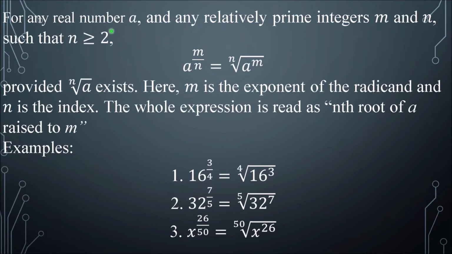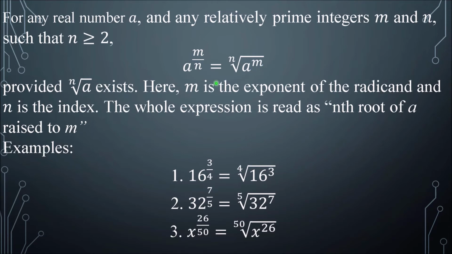Next, for any real number a and any relatively prime integers m and n, meaning to say m and n have no common factors other than 1, that's the meaning of relatively prime, such that n is greater than or equal to 2, a raised to m over n is equal to the nth root of a raised to m. So as you can see, the denominator is n, the index is n. The numerator is m, the exponent of the radicand is m.